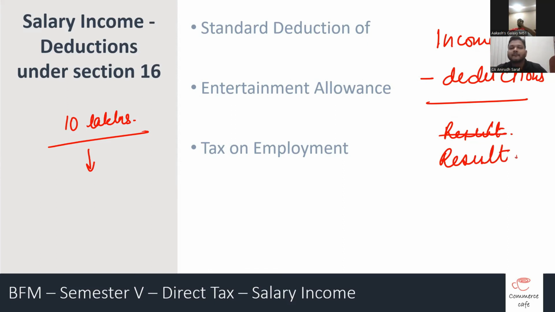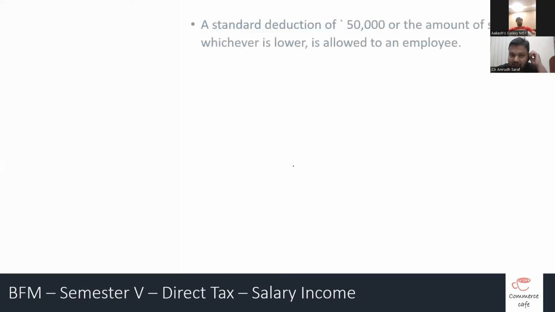So under section 16, you are allowed three deductions from your salary. First is standard deduction. Second is entertainment allowance. And last one is tax on employment. What is standard deduction?